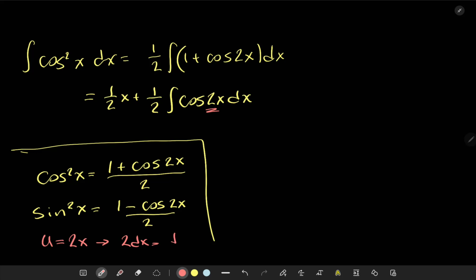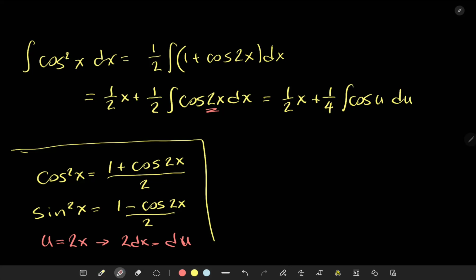Well, I'll reverse the order there a little bit. What that tells you is that when you substitute in that dx, it's going to be 1/2 of the du. So whenever you do that, you're going to have 1/2 of x, plus 1/2 times 1/2, because this is going to become 1/2. And that's going to be 1/4 integral of cosine of u du.